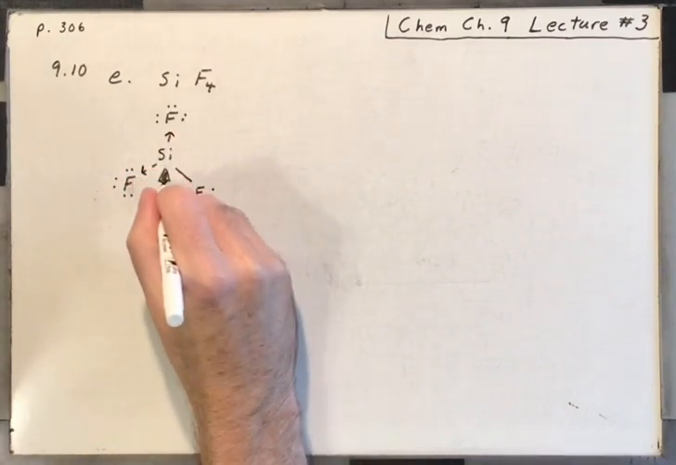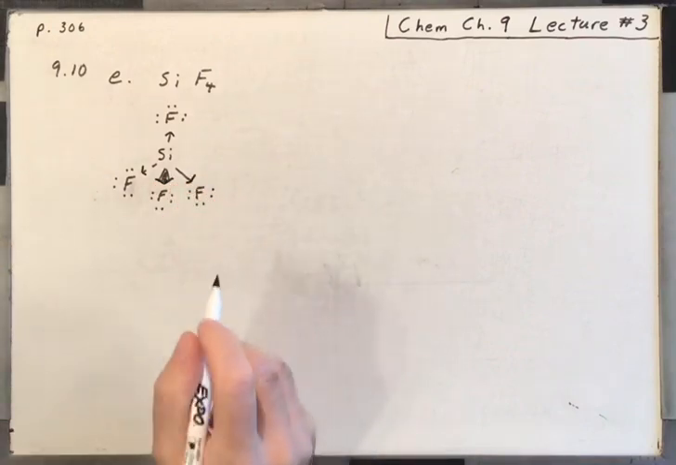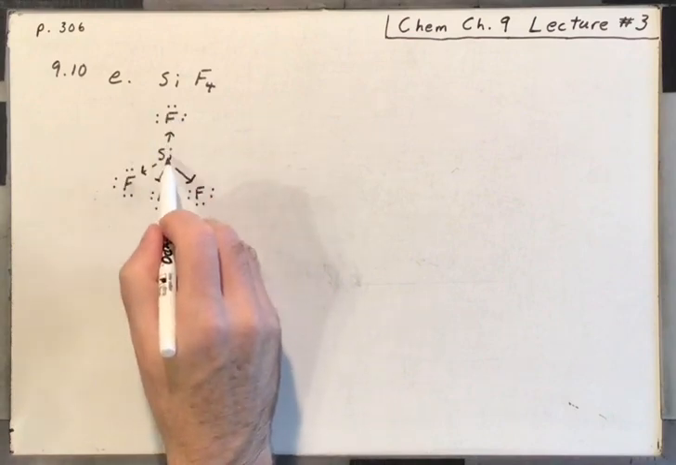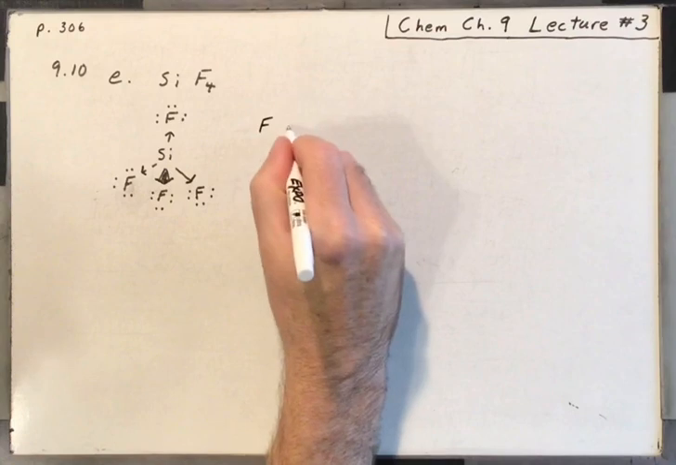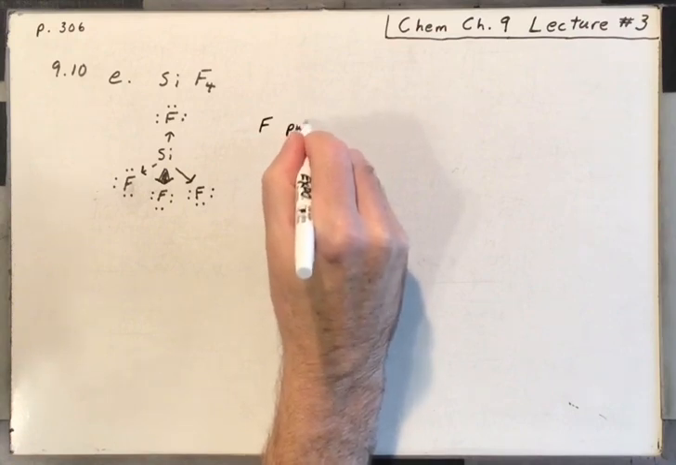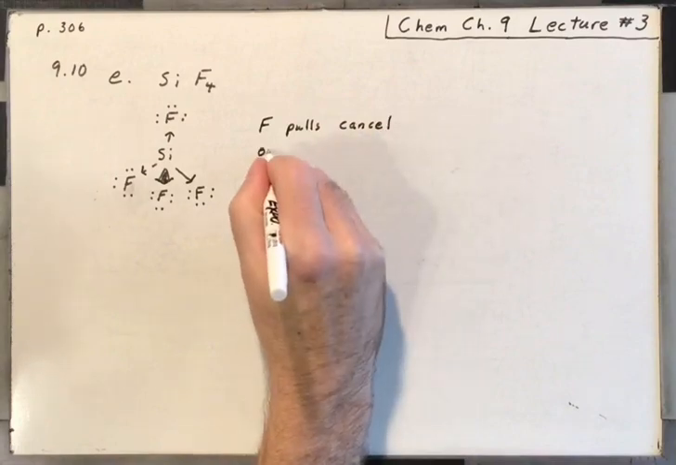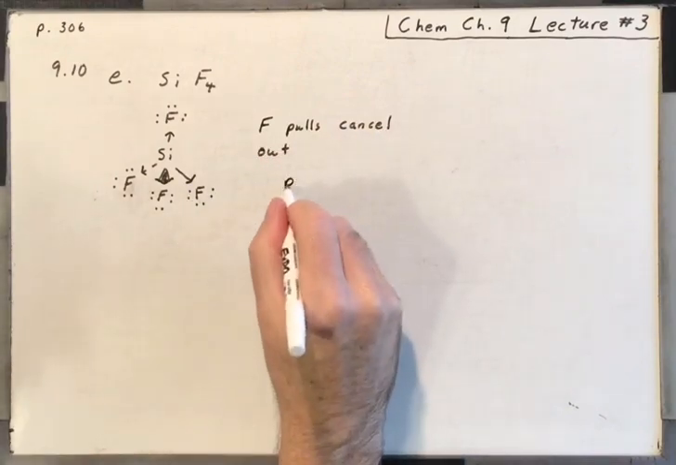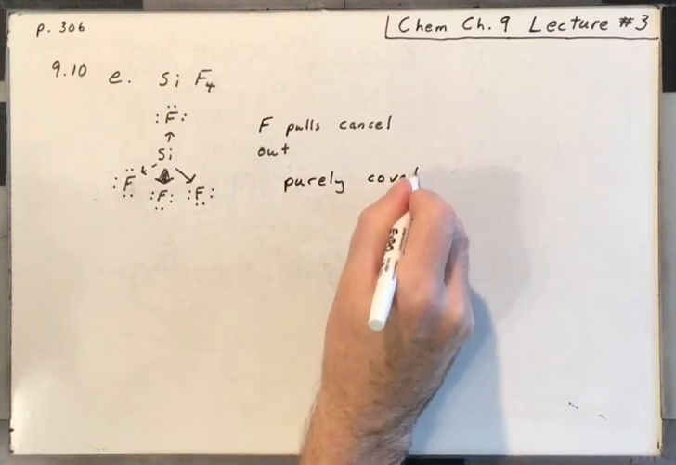Fluorine always wins the electronegativity battle. It's in the top right corner. So all these fluorines, everything has the same electronegativity around silicon, all the same. So all the fluorine poles cancel out. It's all the same. It's got a big tug-of-war tie here. So that makes it purely covalent.